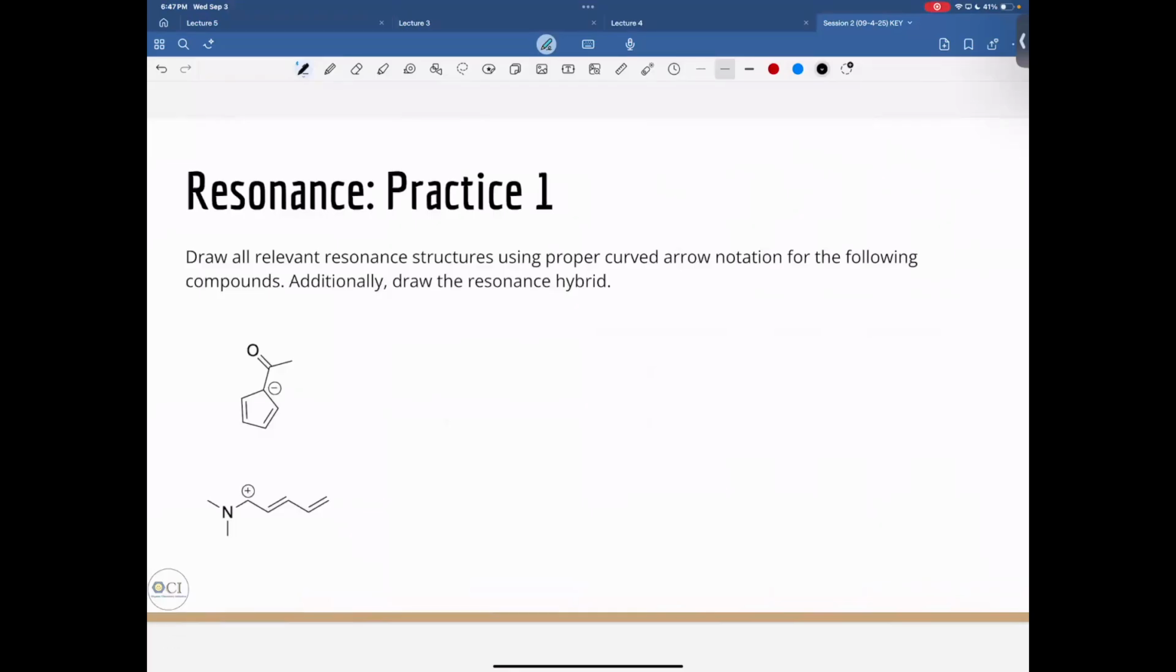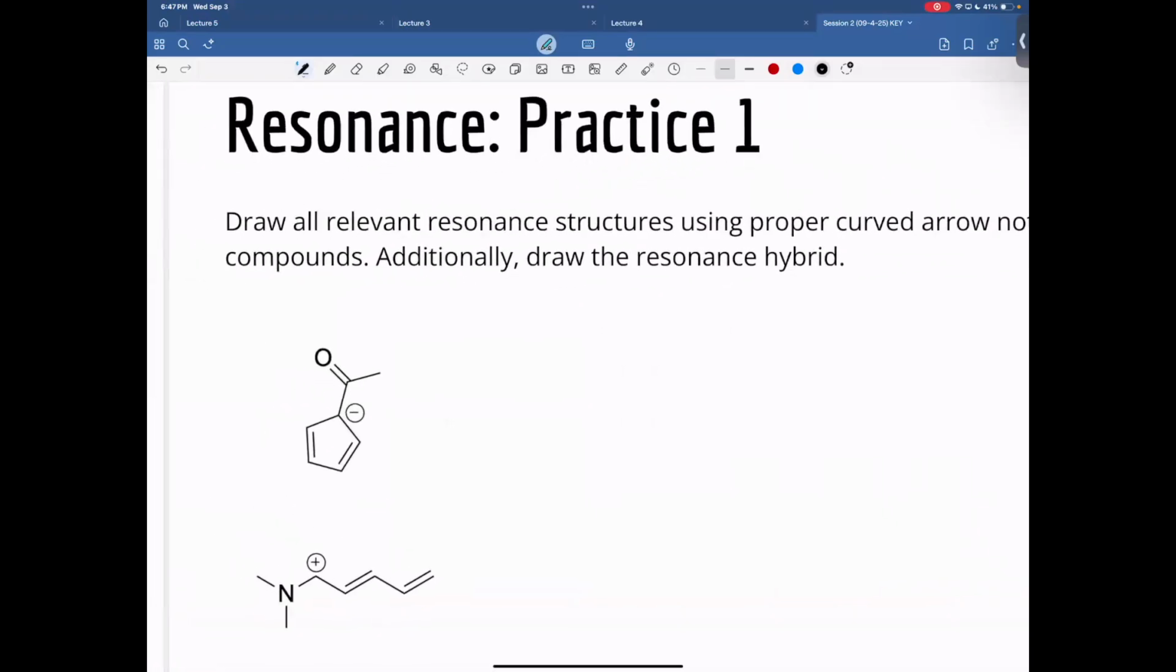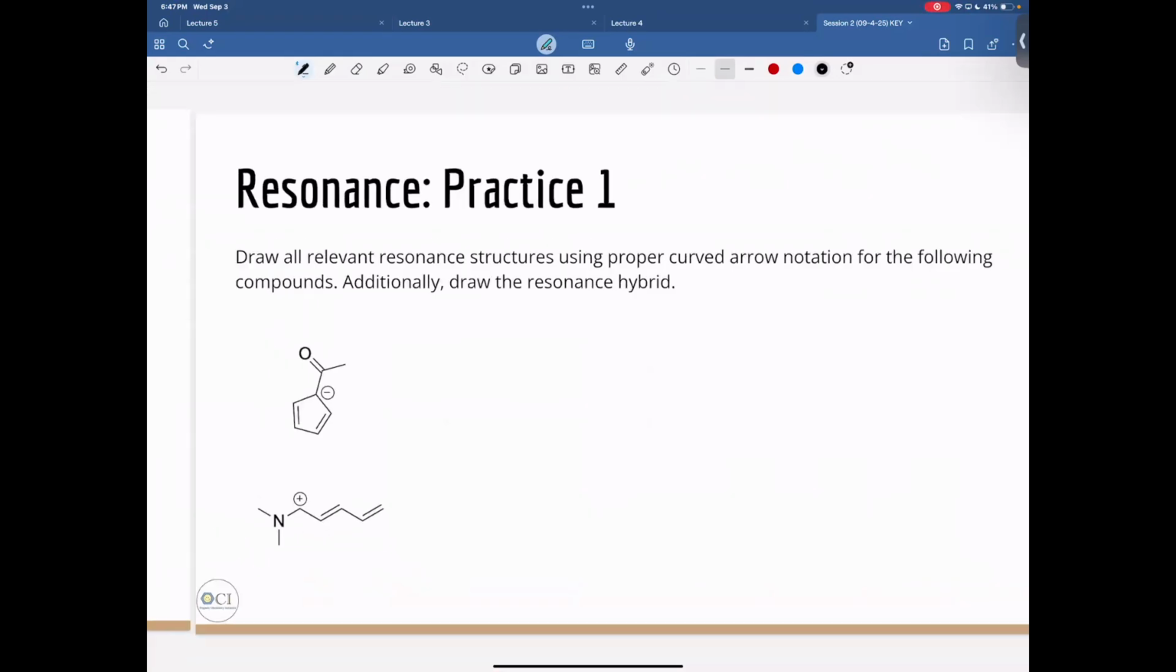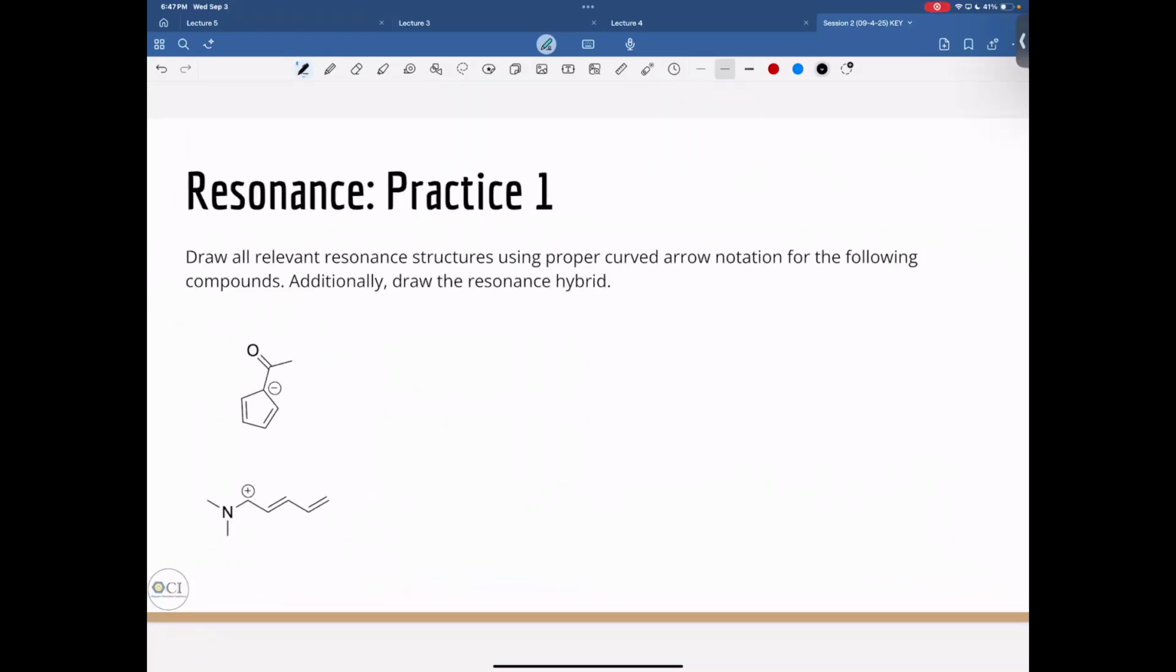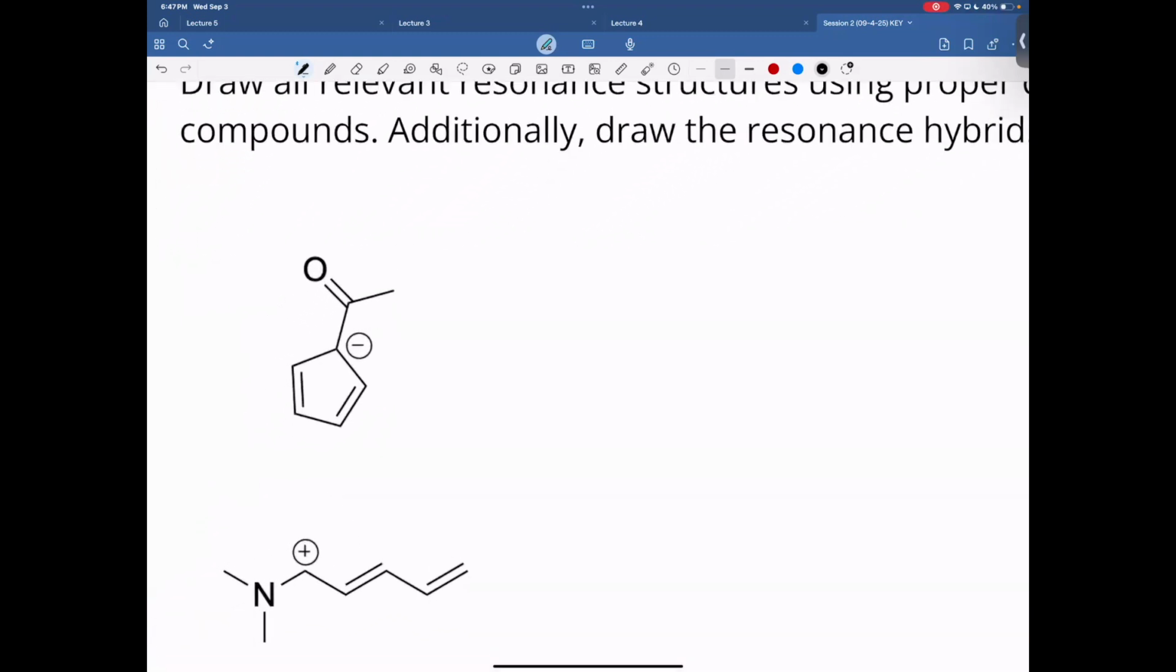All right. Okay. So let's do one together. This isn't actually just a resonance hybrid. It's asking you to draw all the resonance structures and then draw the resonance hybrid. So these ones will take a bit longer. These are the types of questions that they might ask on exams, where you have to draw all the resonance structures and then, at the end, draw the resonance hybrid. So let's go through one together right now.